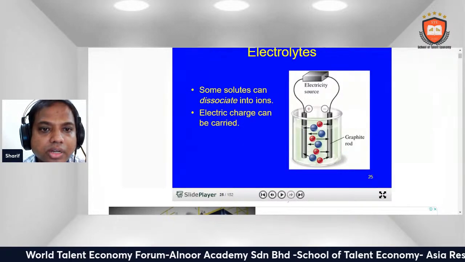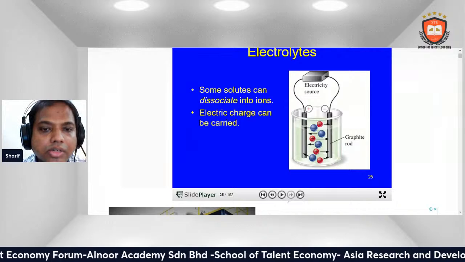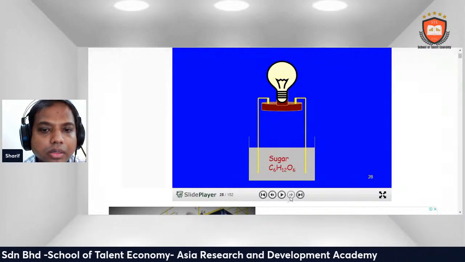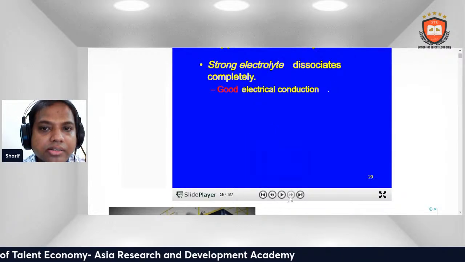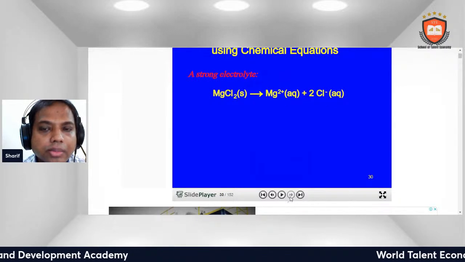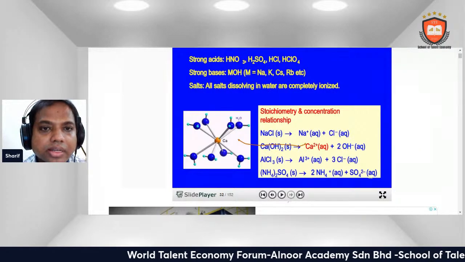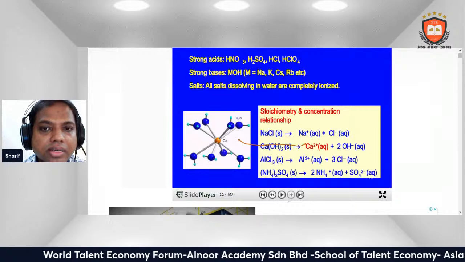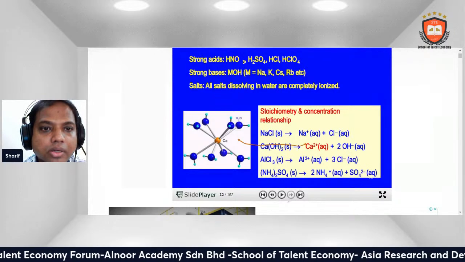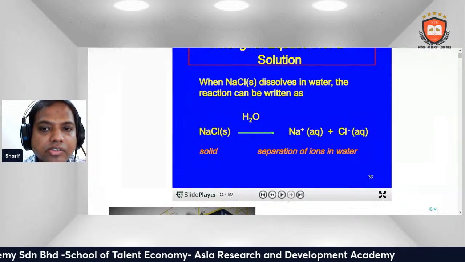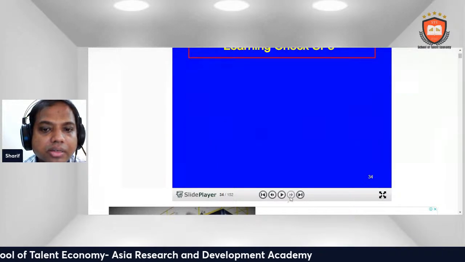Electrolytes: some solutions can dissolve into ions, so electric charges can be carried. Strong electrolytes dissolve completely and conduct electricity well. Using a chemical equation: MgCl2 becomes Mg plus 2Cl. Strong acids include HCl and HNO3. Strong bases include metal hydroxides. All salts dissolved in water are completely ionized. When NaCl is dissolved in water, the reaction can be written.